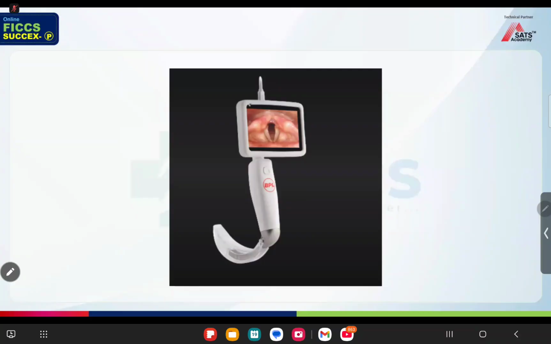What is this? Just name it. Ma'am, this is a video laryngoscope, ma'am. Is it a part of your difficult intubation cart now? Yes, ma'am. It is a part of the difficult intubation cart.